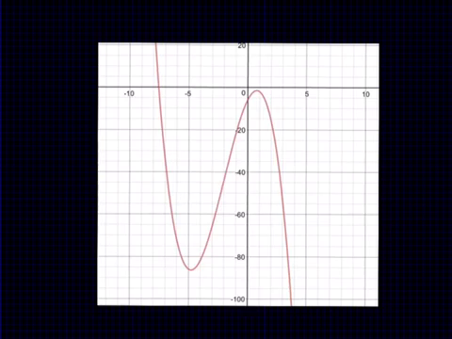And here's the graph for the cubic polynomial function, negative x cubed minus 6x squared plus 11x minus 6. And you can see that the end behavior for this is going to go up, down, because it goes up and then it goes down.